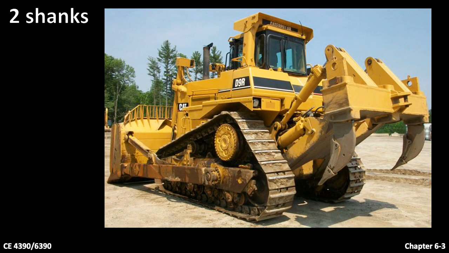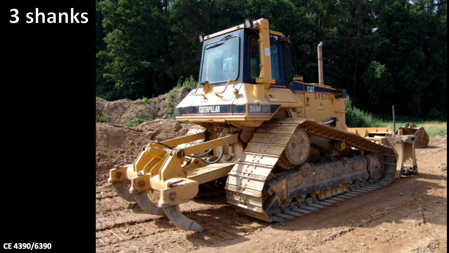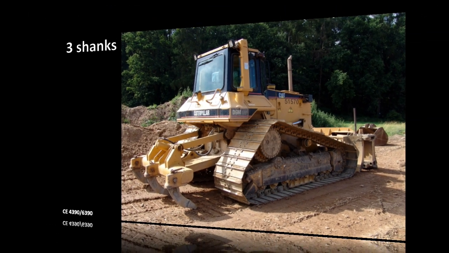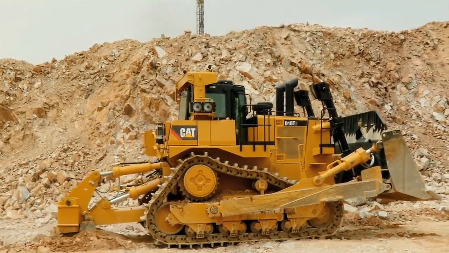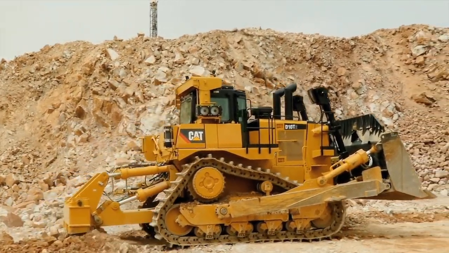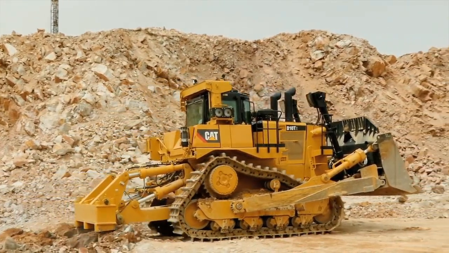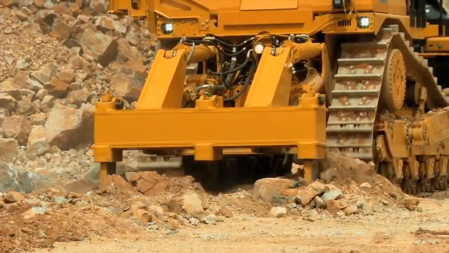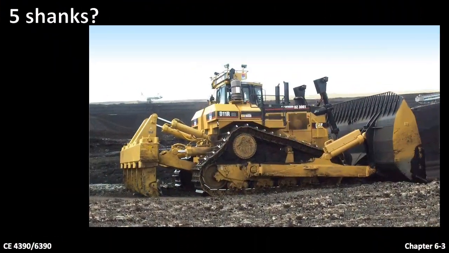Here is a ripper with 2 shanks. This one has 3 shanks. It can have up to 5 shanks.